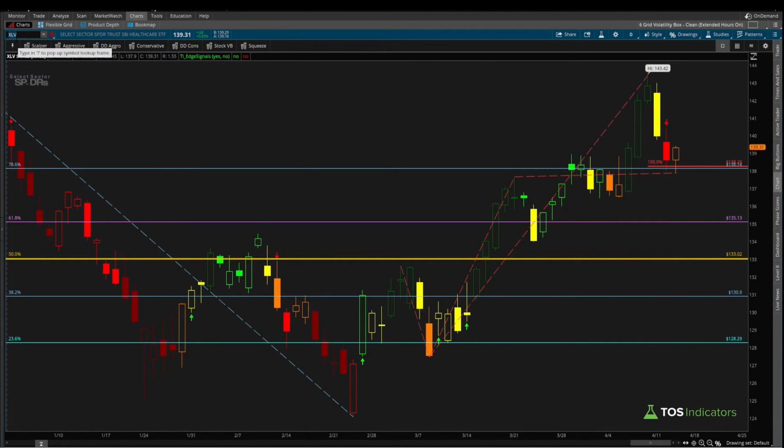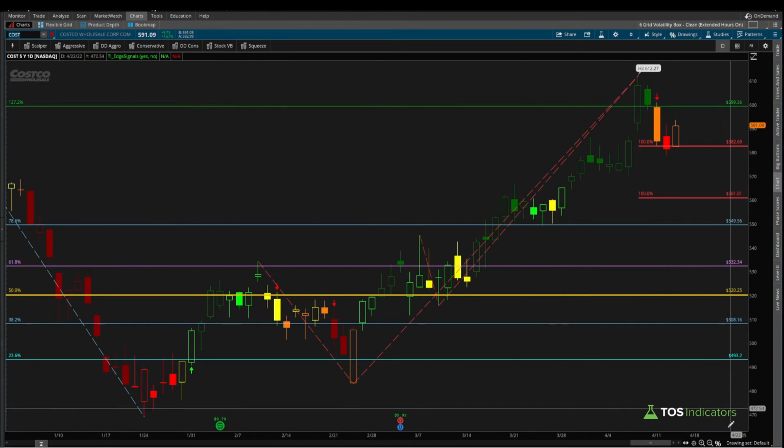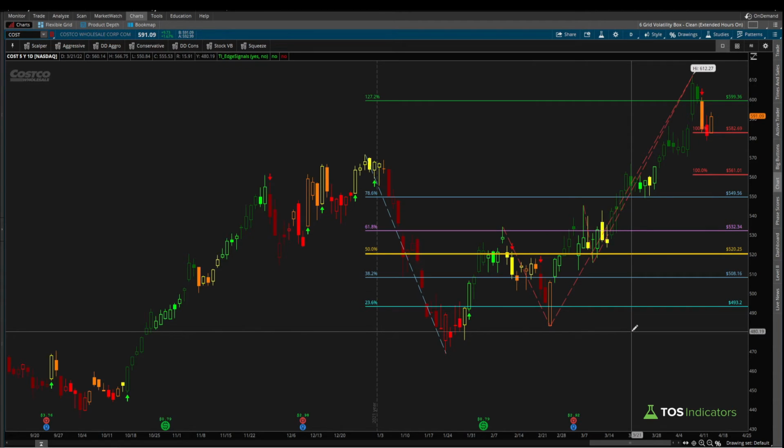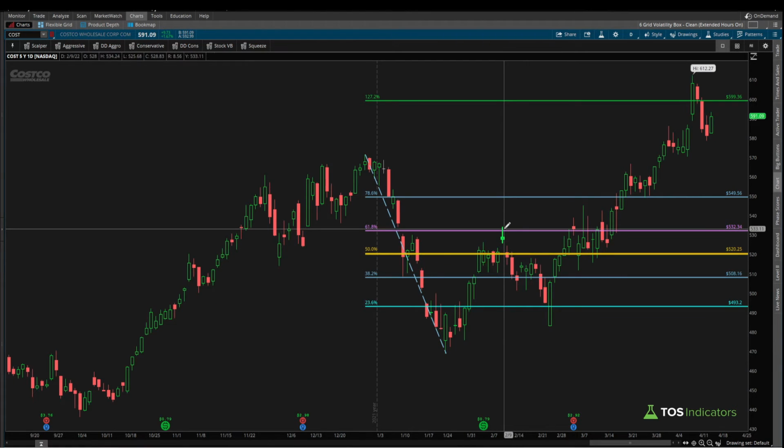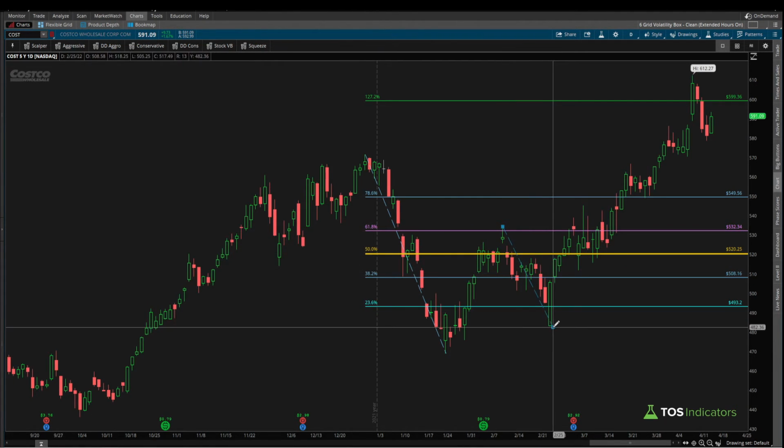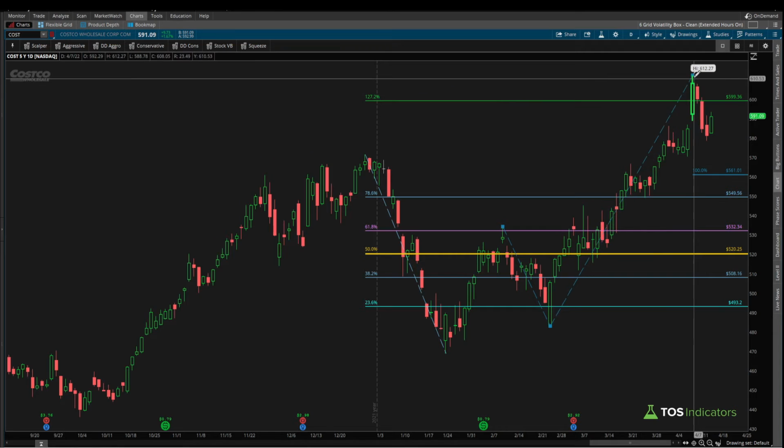Now let's move on to the next example, which is going to be inside of Costco, and this time it's going to be off of our daily time frame. Let's start one more time by drawing these extensions from scratch. The most obvious swing that I see is this swing high to this swing low, and if we project that from our current swing high, that gives us some downside support areas near 561.01.